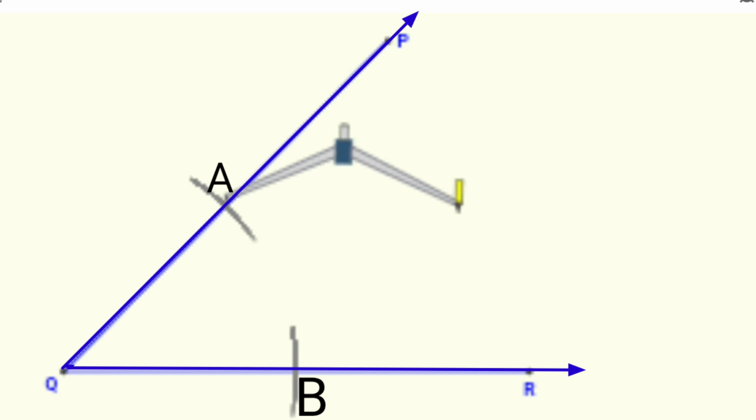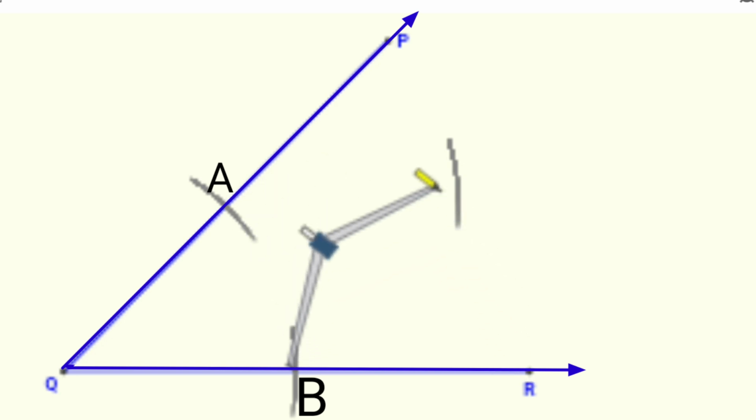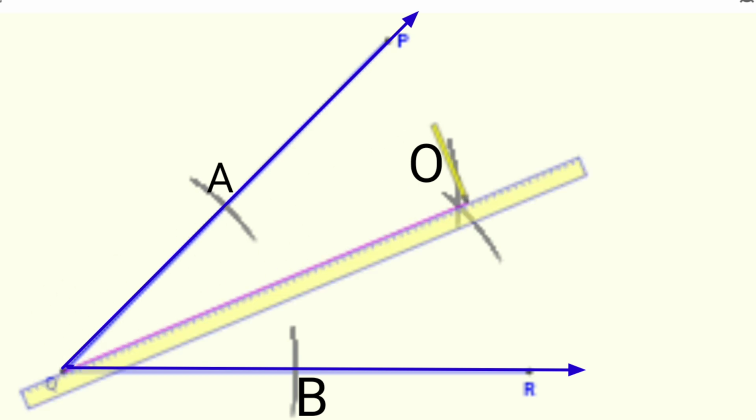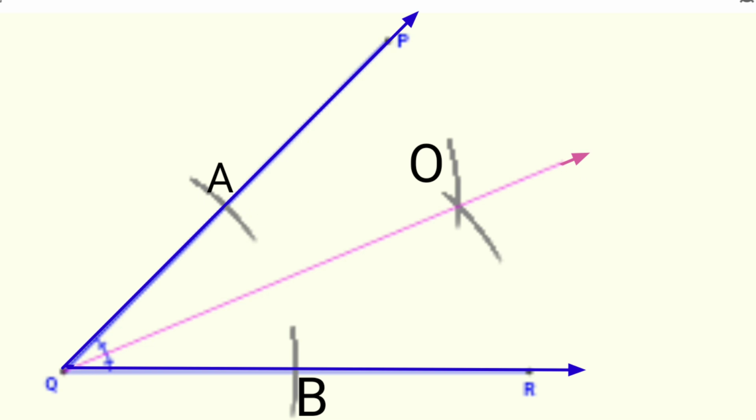Now place the point of compass at A and taking a convenient distance, draw an arc inside the angle. Using the same distance, draw another arc inside the angle from the point B to cut the previous arc. Name the point of intersection as point O. Now draw ray QO. Ray QO is the bisector of angle PQR.